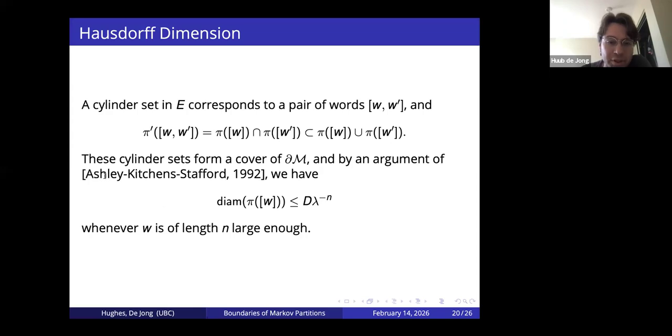There's an argument from Ashley Kitchen Stafford, which is also the paper that gives the definition of Markov partition that we use, that says that with our choice of lambda, the diameter of the image of the cylinder sets, as cylinder sets of X, shrinks like lambda to the power minus n whenever we have long enough words. And because we're going to compute a Hausdorff dimension, we'll end up with long words anyway.